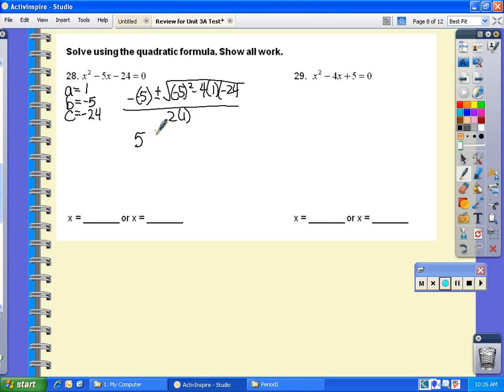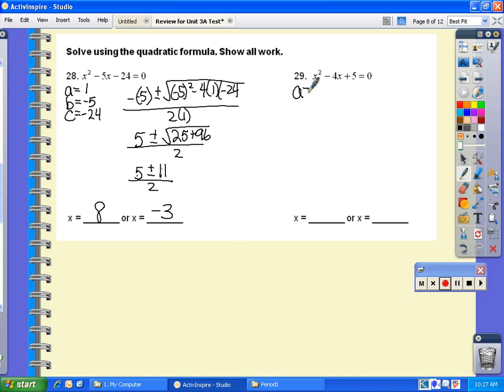Simplifying this would give me 5 plus or minus the square root of 25 plus 96, all over 2. And that would give me 25 plus 96 is 121, and the square root of 121 is 11. So I have two ways I can do this. 5 plus 11 divided by 2. 5 plus 11 is 16. 16 divided by 2 is 8. 5 minus 11 is negative 6. Negative 6 divided by 2 is negative 3. So therefore, my two solutions for this are 8 or negative 3.